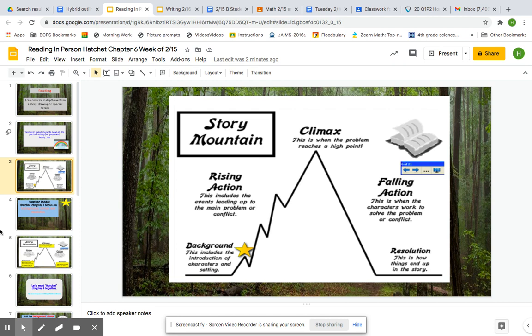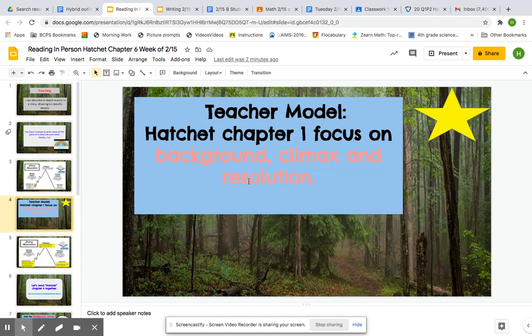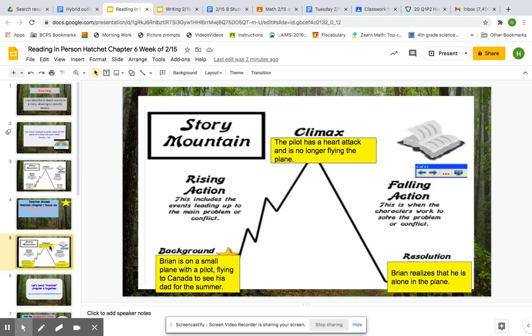So, today we are going to be focusing on the background, climax, and resolution for Hatchet Chapter 1. This is the model that I did for you. At the beginning of the story, we find out that Brian is on a small plane. Brian is our main character, and he's in a plane with a pilot. They're flying to Canada, so that's the setting. And he's visiting his dad for the summer, so it's summertime.